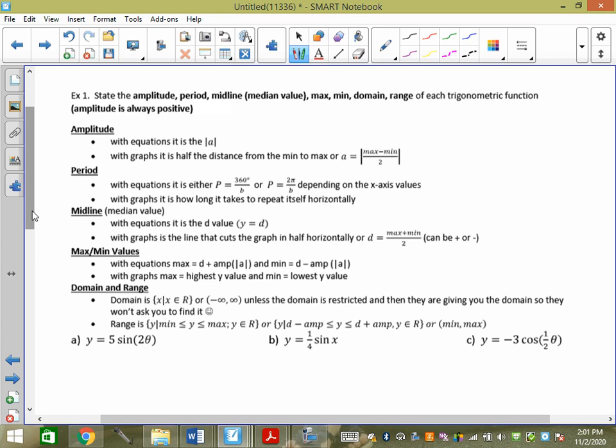Now your max and min values, remember, off of an equation, you can do d plus the amplitude to get your max, and d minus the amplitude to get your min. Remember, that's off of an equation. Off of a graph, you literally just look for the highest value or the lowest value. And then those help you get your range, because your range in set notation is min to max if it's off of a graph. Or you can go d minus amplitude, d plus amplitude. This should be square brackets. That's an oopsie.